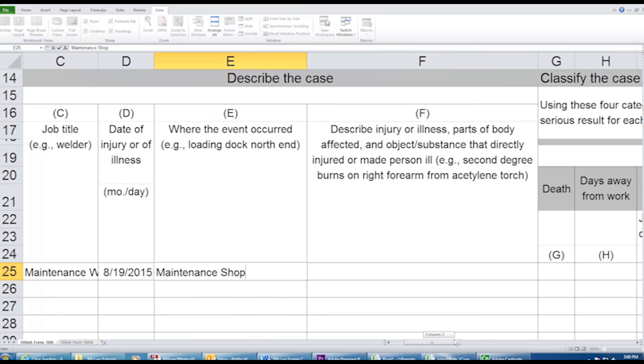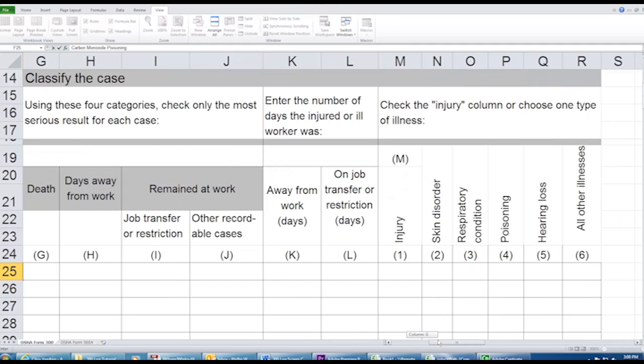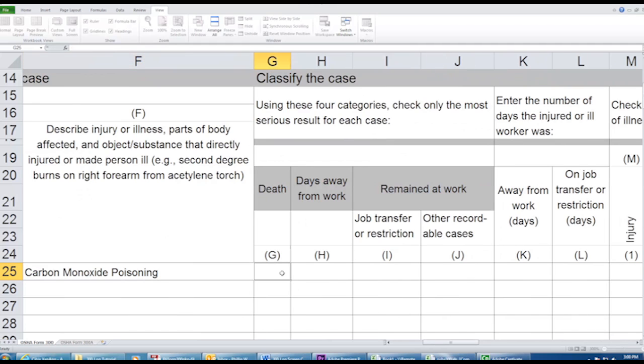In the next block, briefly describe the illness. We don't have to get super complex here, and you don't have to put a whole lot of detail. Just enough so it gives you an idea of what actually happened. In this case, you would put carbon monoxide poisoning. The reason you don't have to get so complicated in this one is that we would be filling out an 801 form, and that gives you a lot more space to flesh out what actually happened. In the 300 log, it's less critical to have a lot of information about the incident because the 801 form will have that info.